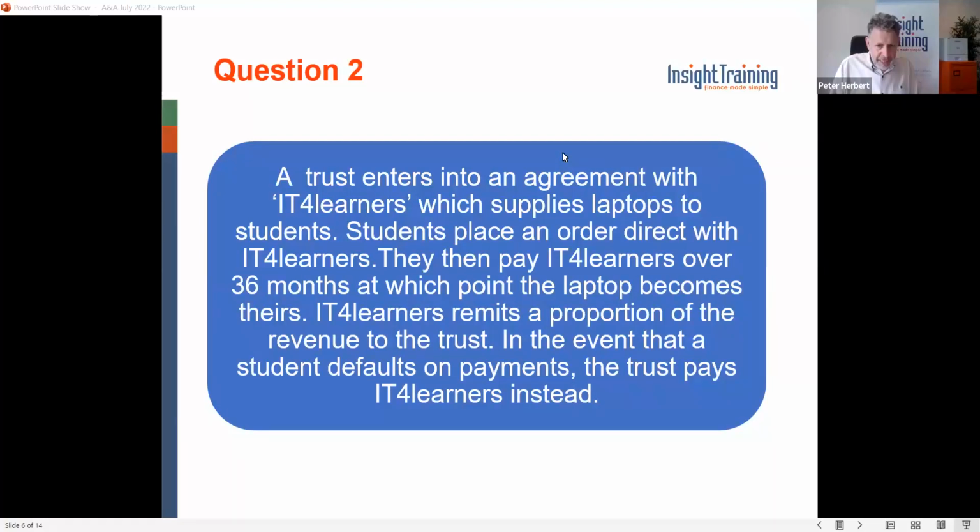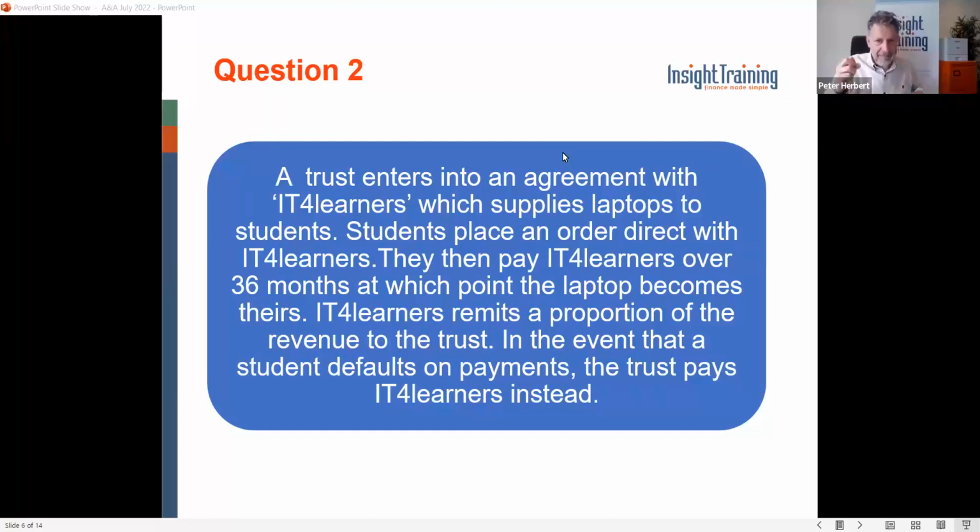Now, where a trust is principal to a transaction, the transaction will wash through its accounts and, more importantly, will wash through its P&L, its statement of financial activities. Where a trust is not a principal to a transaction, but an agent, there may be no impact at all on the accounts. And if there is an impact, it's more likely balance sheet and less likely SOFA. And the key thing will always be, with these situations, is the trust exposed to the risks and rewards associated with the transaction?